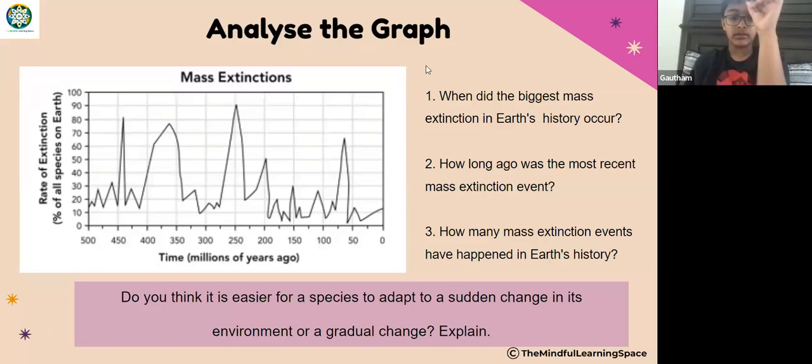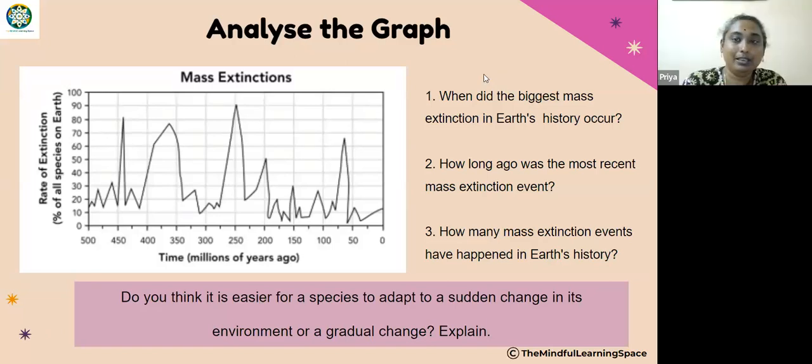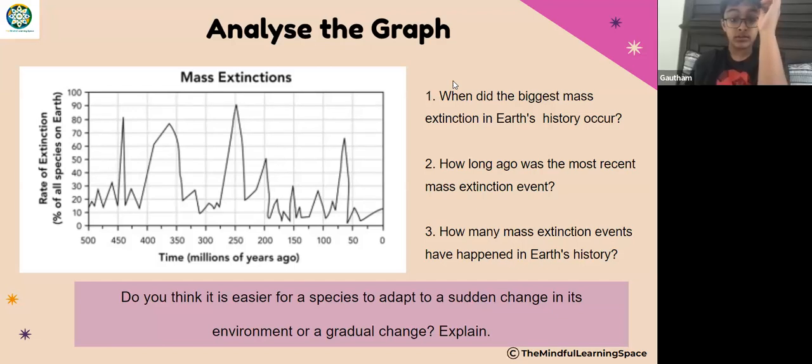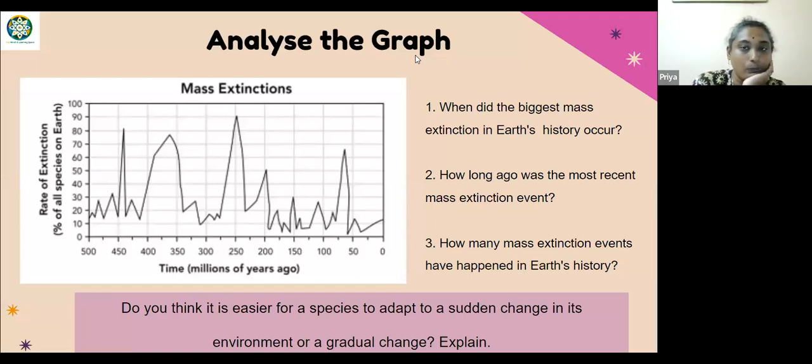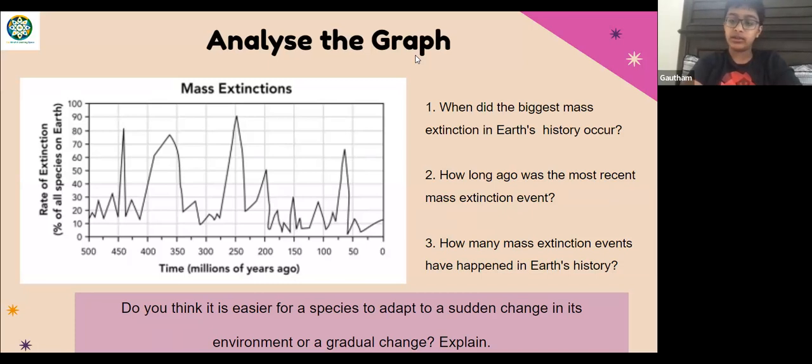Analyze this graph and tell me, when did the biggest mass extinction occur in the history of the Earth? Biggest mass extinction. When did it occur? A gradual change. And why do you think so? Okay, 21 mass extinctions. Okay, good job.